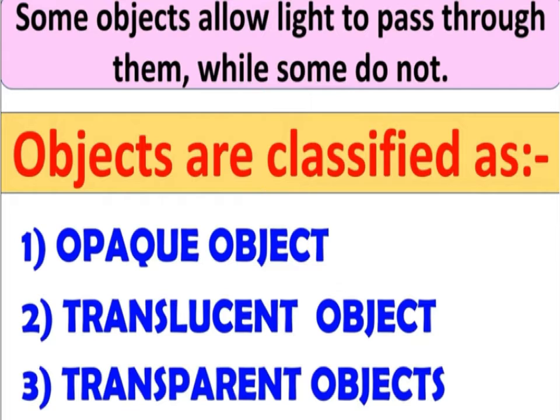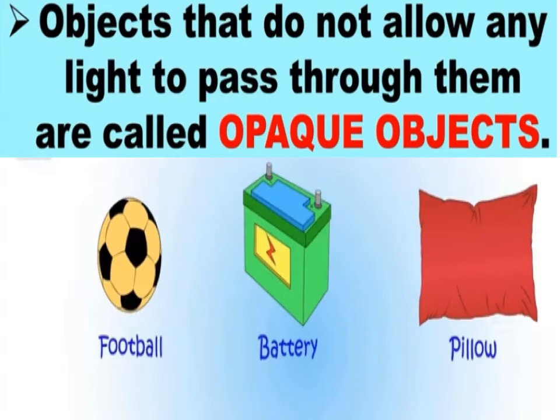Some objects allow light to pass through them, while some do not. Objects are classified as opaque objects, translucent objects, and transparent objects. Objects that do not allow any light to pass through them are called opaque objects. For example, football, battery, pillow, etc.